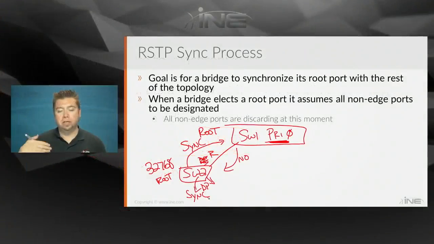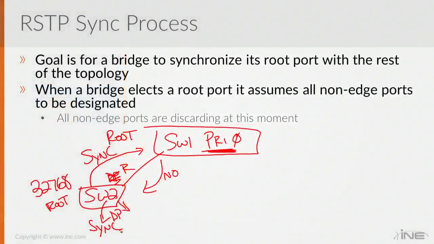So essentially, synchronization starts at the top of the tree at the root and then moves downstream towards the leaves. And assuming that the network is not configured in a physical ring, then convergence should be rapid.